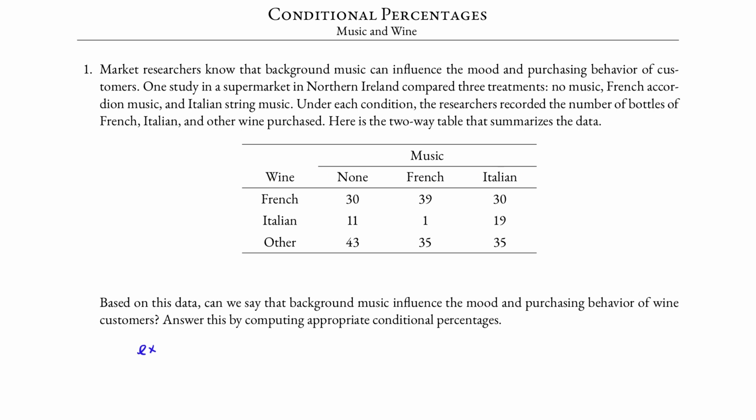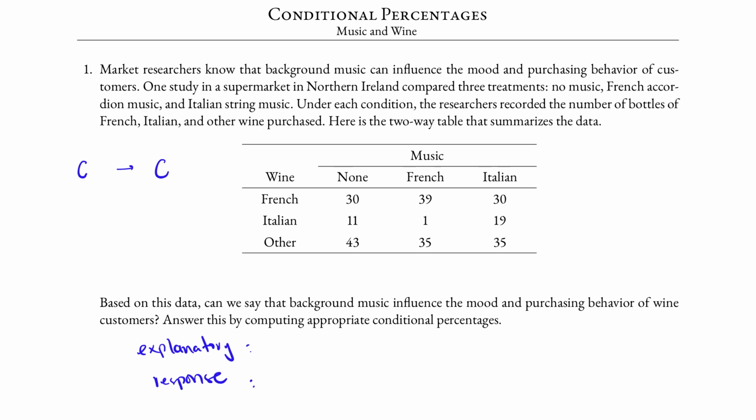Because of that, we need to figure out which one is the explanatory variable and which one is the response variable. In this case, there are two variables. One is the type of wine and the other one is the type of music. Both of these variables are categorical, and so we have a categorical to categorical relationship.